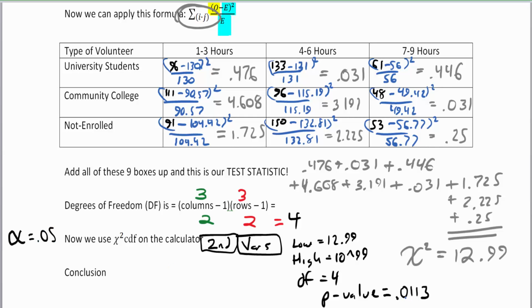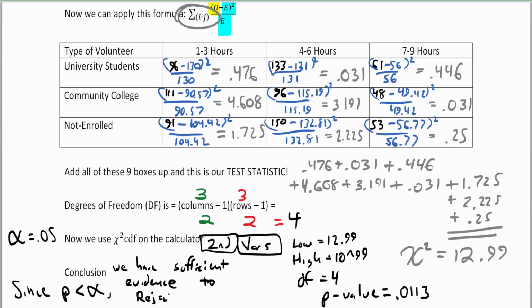So if we look at the p-value of 0.013 and the alpha of 0.05, since the p-value is less than alpha, we have sufficient evidence to reject the null hypothesis. Wow.